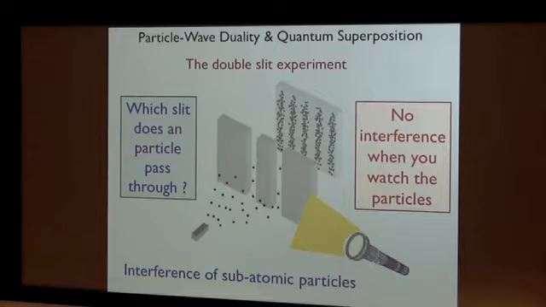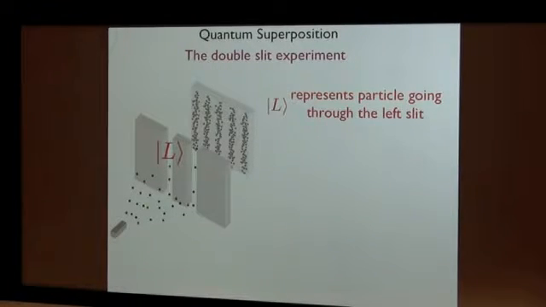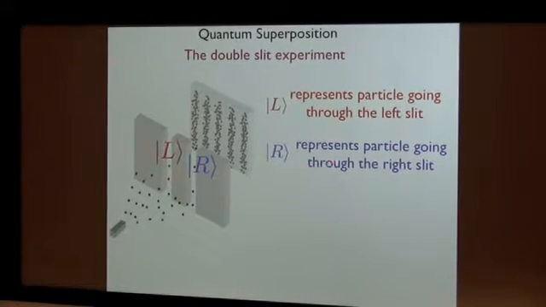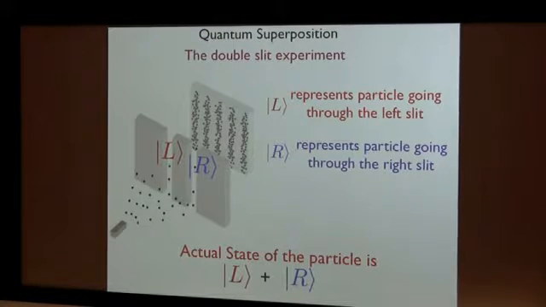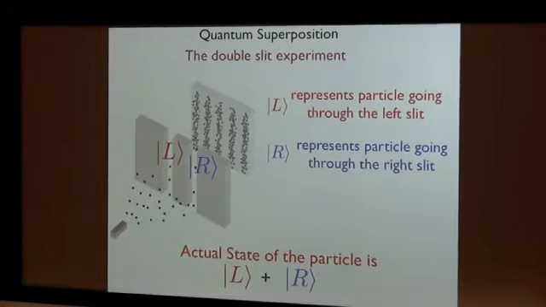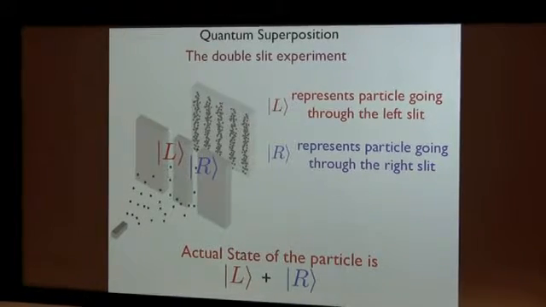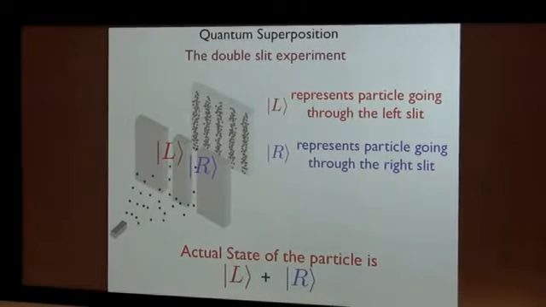Now, let me make this a little bit sophisticated. Let's just think about the two ways in which the electron can go through, with one little equation in this talk. One symbol L representing the particle going through the left, one symbol R representing the particle going to the right. So basically what quantum mechanics tells us is that you have to actually think about the superposition of the particle going through both paths to the other side. With me so far?